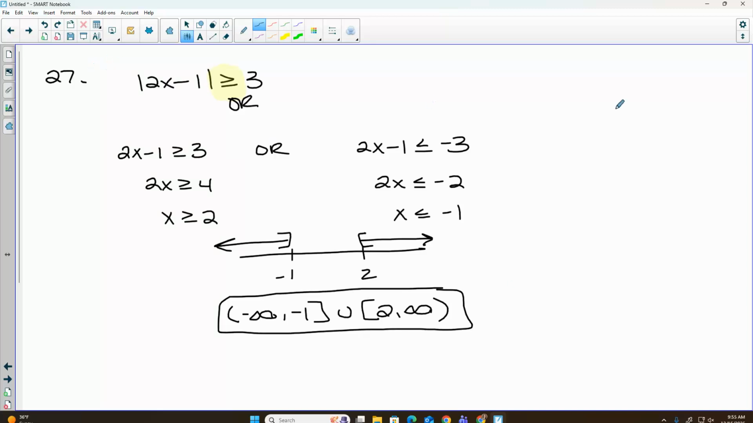If it were a less than, what would you have done? And, so it's just in between the two. So you get one interval for your answer.